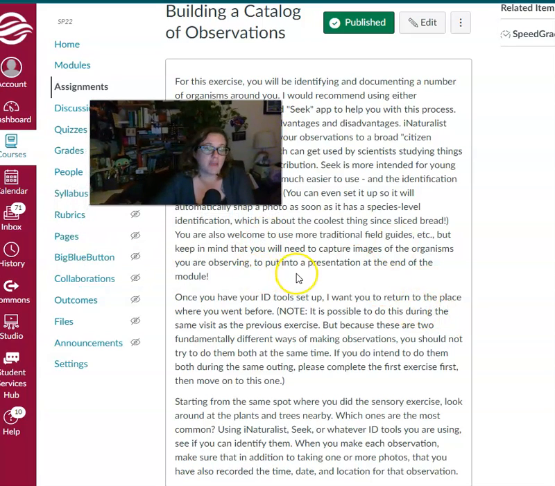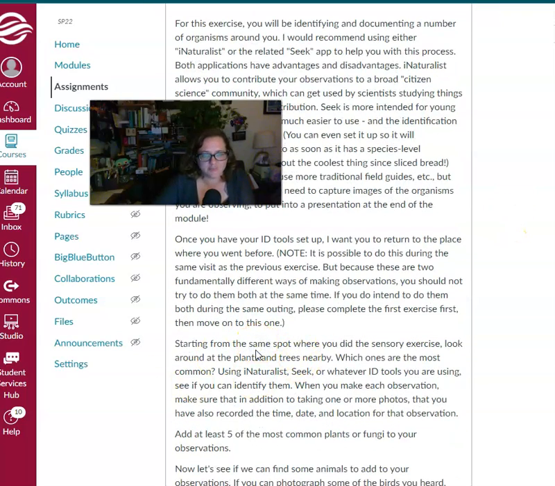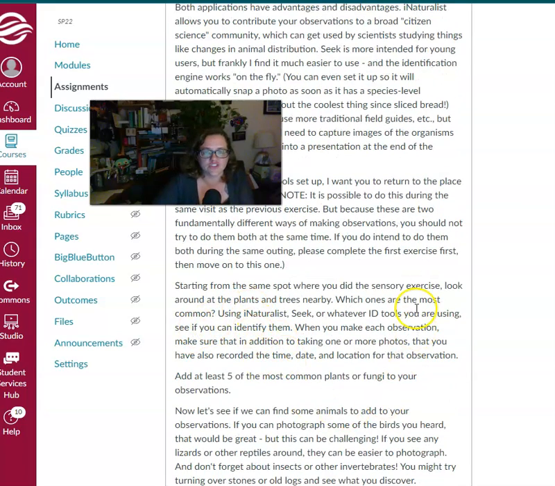Maybe you know things already, like maybe you know what the California poppy is, and so you can just say, I didn't need to use an app. I already know it's California poppy, and then you just Google California poppy species name and find it that way, okay? And you're going to start from the same spot where you did the sensory exercise, so that first observation one, and look at the plants and trees around you, okay? Can you figure out which ones are the most common?